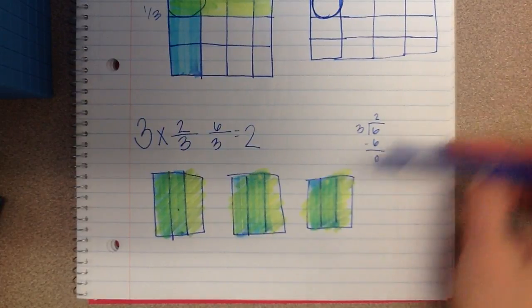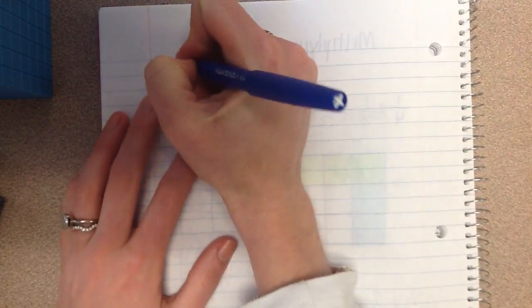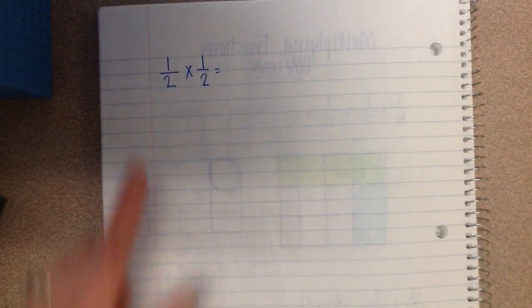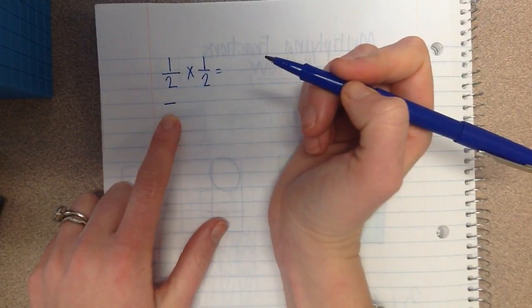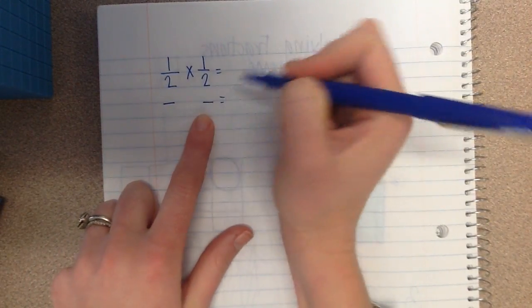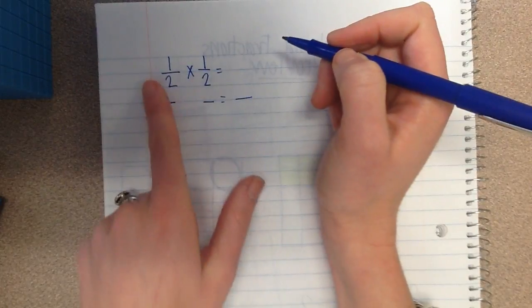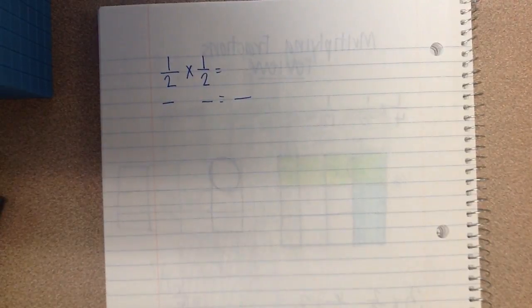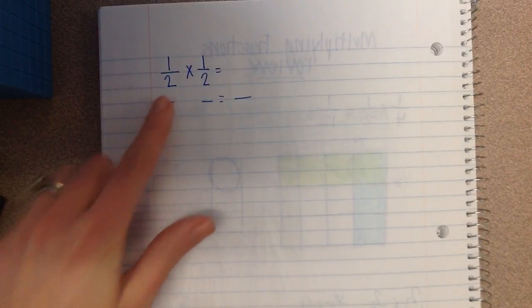Another thing we talked about is looking at the value. If I have 1/2 times 1/2, my answer, because this is less than 1 and this is less than 1, will be less than both of these, okay? 1/2 times 1/2, I'm asking for half of a half. So that's asking for something that is smaller than that.